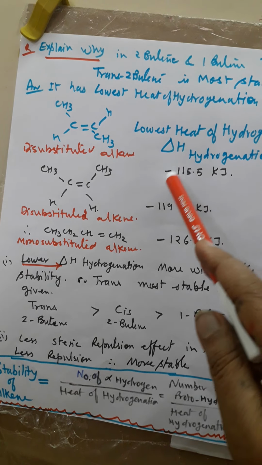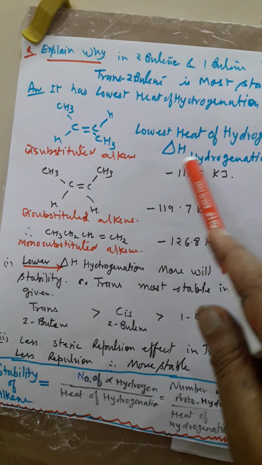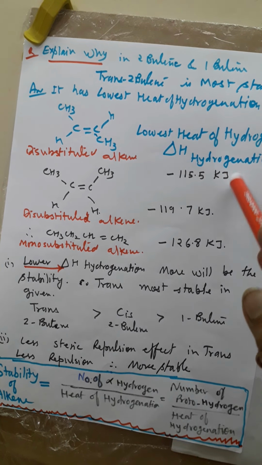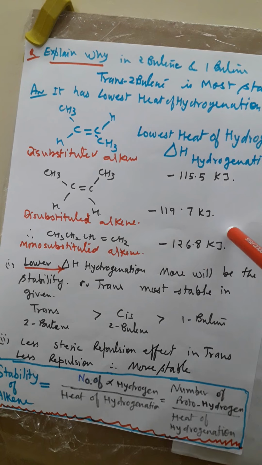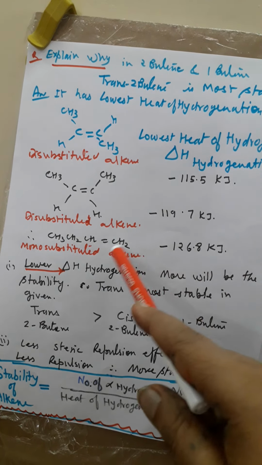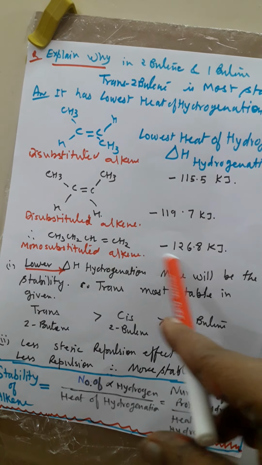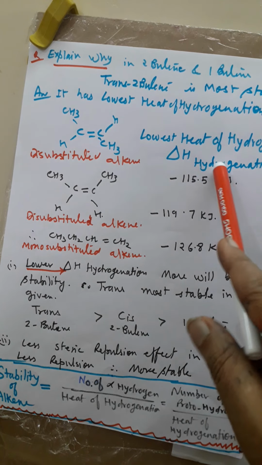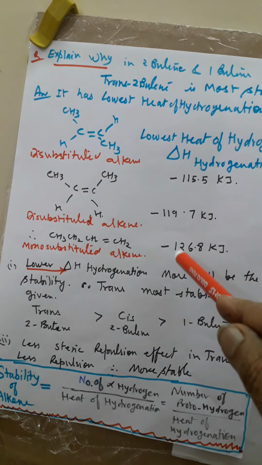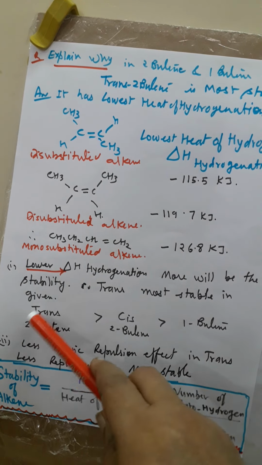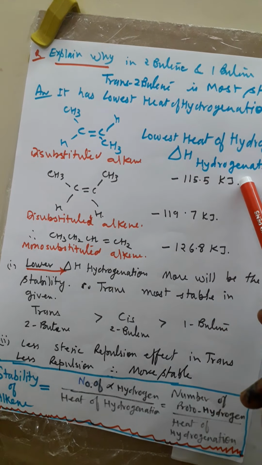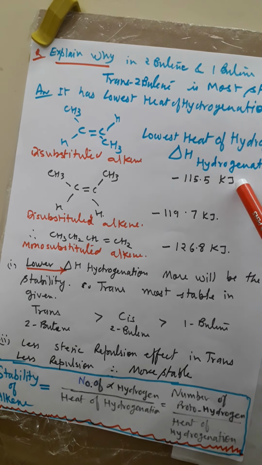And secondly, the trans alkene has 115.5 kilojoule energy, which is less as compared to cis-2-butene. And 1-butene has a higher value, so it is least stable. So trans is most stable, then cis, followed by 1-butene. So I have written trans, cis and 1-butene, because it's the heat of hydrogenation.